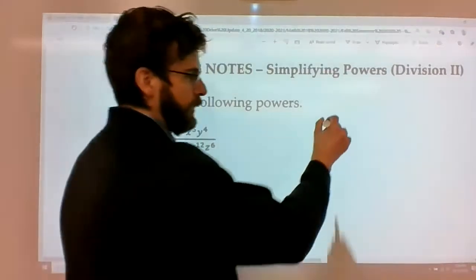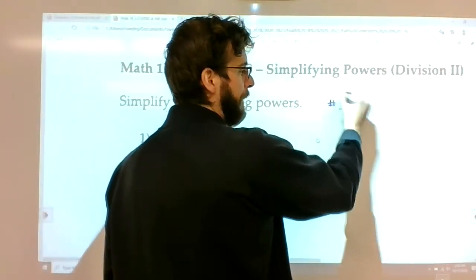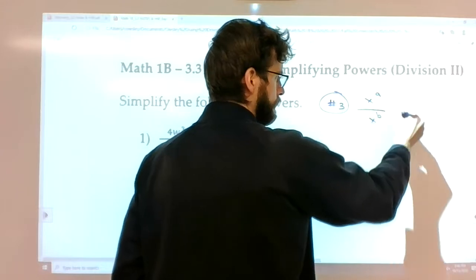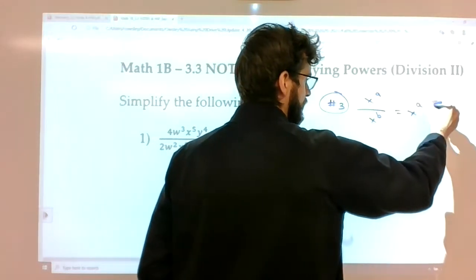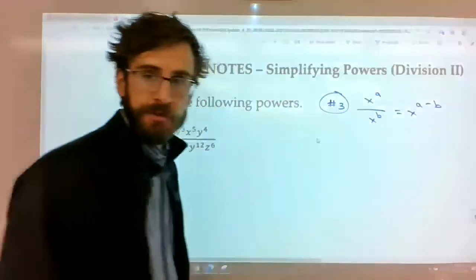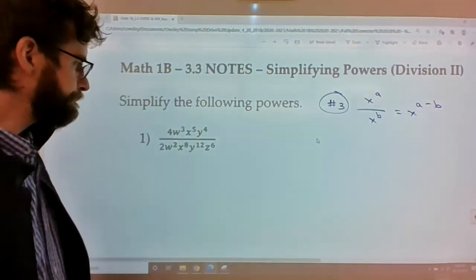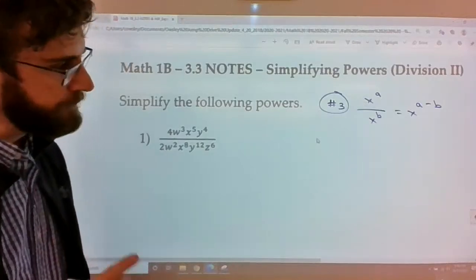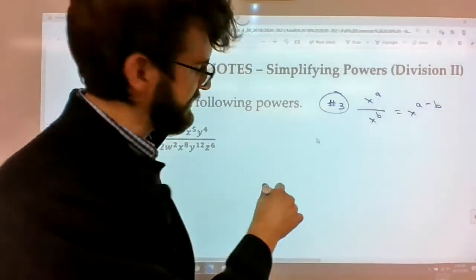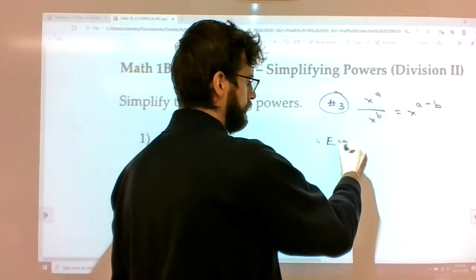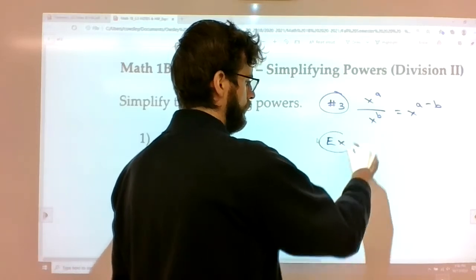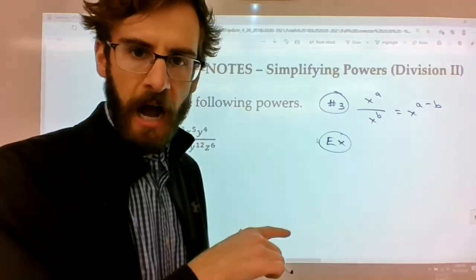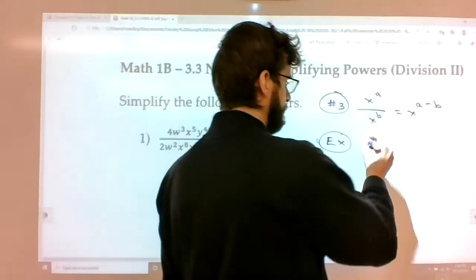So yesterday, we learned the third rule of powers, which is if you're dividing them, then a quick way to think about it is just through subtraction. Now, here's a question. Before we try number one, I got a little example I want you to put off to the side. What happens if the bottom is bigger than the top in terms of its exponent?